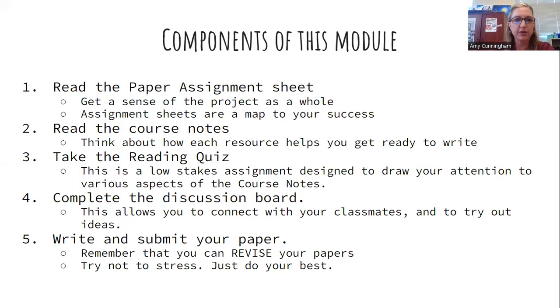For every paper that you have, you will get a detailed assignment sheet that tells you the expectations, the objectives, and the process. A lot of times there will also be resources linked right into that assignment sheet. So you want to make sure you're using those and referring back to those every time that you're working on writing a paper. The components of this module are that you're going to read the assignment sheet to get a sense of what all is happening. Then you'll read the course notes and think about how each of the resources in the course notes folder helps you get ready to write the narrative essay at the end.